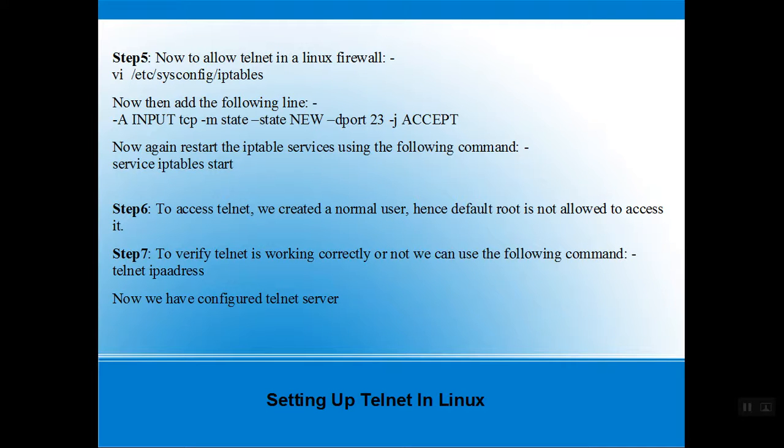Step 5. Now to allow telnet in the Linux firewall, we take the help of the command vi /etc/sysconfig/iptables. Now we add the following line: -A INPUT -p tcp -m state --state NEW --dport 23 -j ACCEPT. Now again restart the iptables service using the command service iptables start.